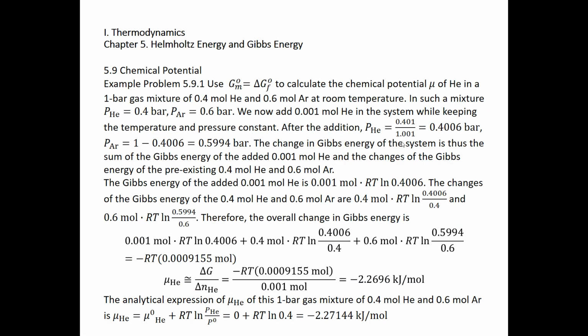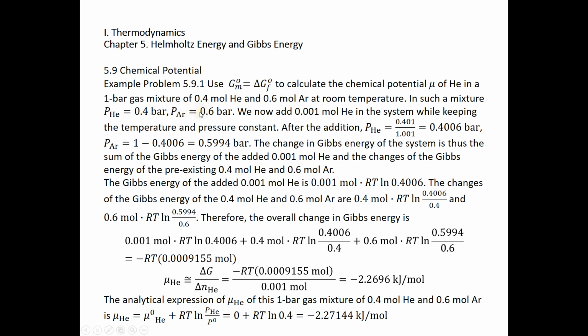Now let's look at the first numerical example. Let's look at the simplest condition: constant temperature and pressure. So under the constant temperature and pressure condition, mu is delta G over delta N. We'll just calculate the finite change of G and N. So first let's look at a simple system. There's a 1 bar gas mixture. Inside we have 0.4 moles of helium, 0.6 moles of argon.